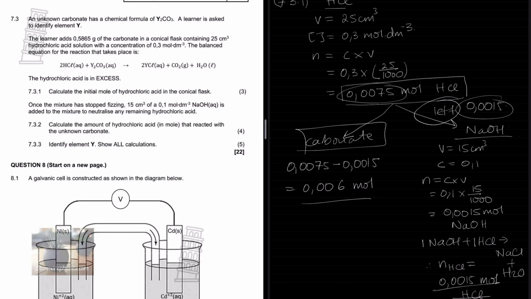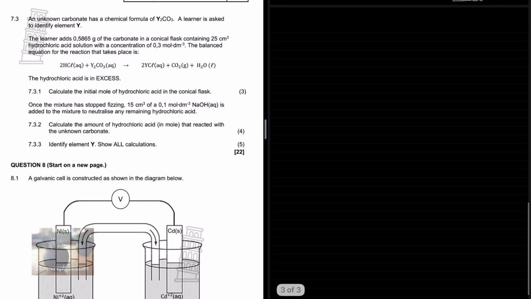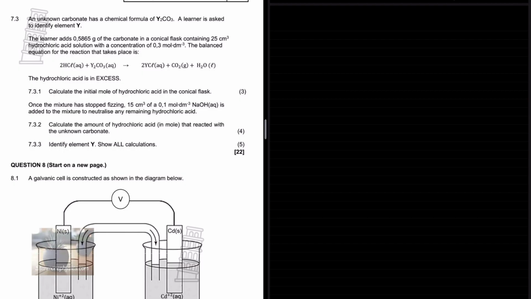Now, question 7.3.3 says identify element Y. Okay, so to identify element Y, it's not so difficult because now we know the number of moles of HCl that reacted with the carbonate. So the first point would be to calculate the number of moles of the carbonate. Now the ratio for HCl to the carbonate is 2 to 1. So if 0.006 moles of the HCl reacted with the carbonate, that means 0.003 moles of the carbonate were used.